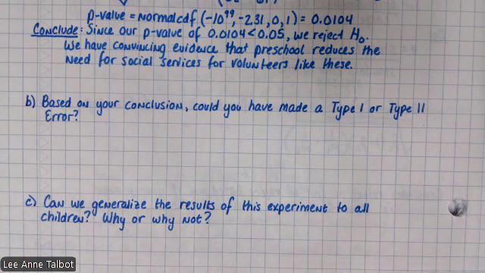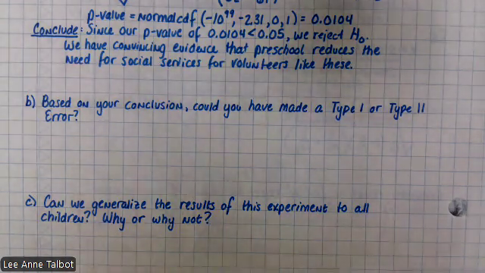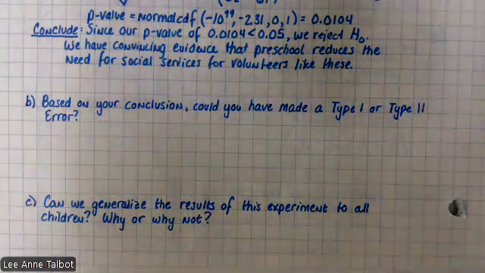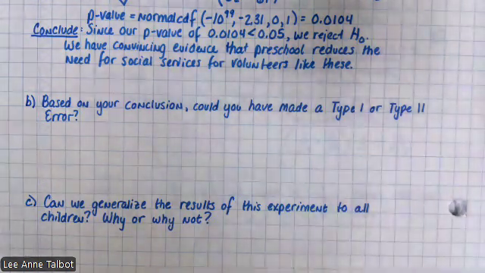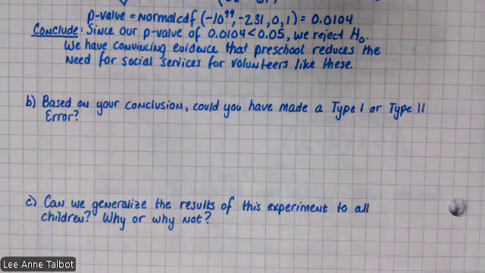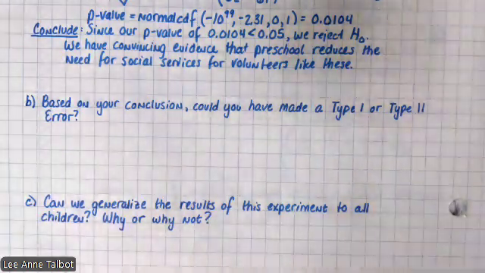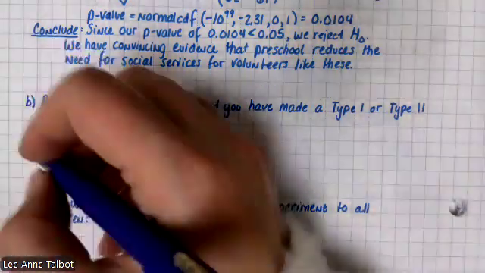Okay, last two questions of the day. Based on your conclusion, could you have made a type 1 or type 2 error? Okay, this is where you're going to use Mrs. Talbot's patented dumb way to remember the difference between type 1 and type 2. Yeah, if it was failed to reject, it would be type 2. But this one's just reject, so it's type 1. Let me say that again. If it was failed to reject, it would be type 2. But it's just reject, so it's type 1.